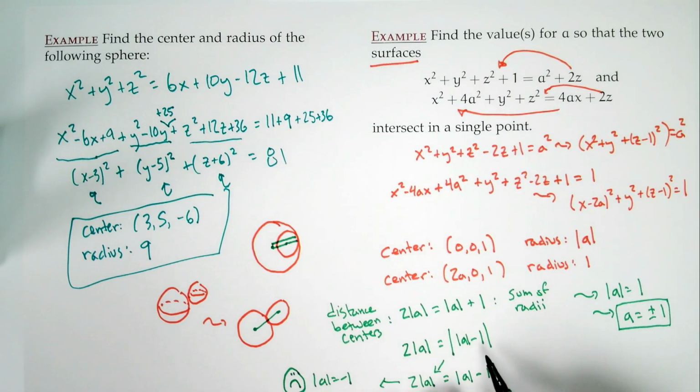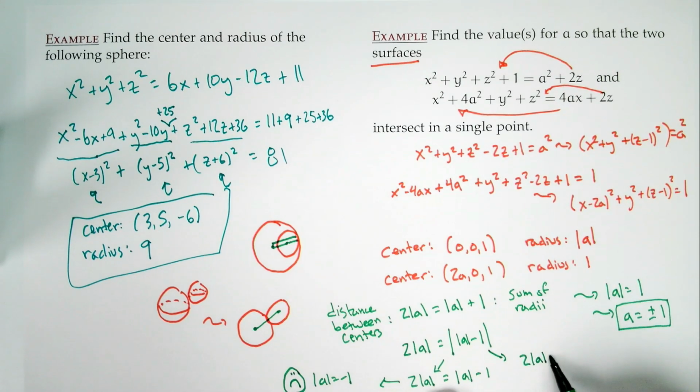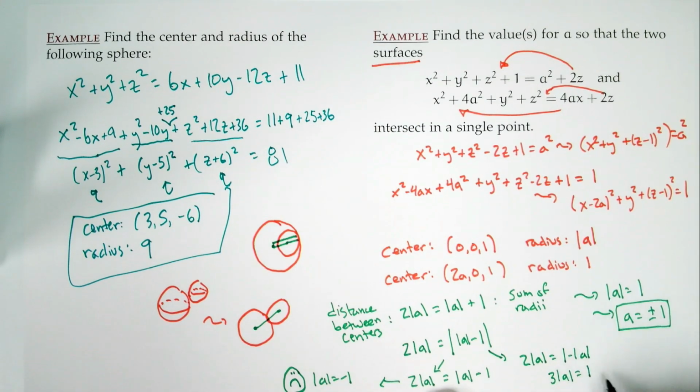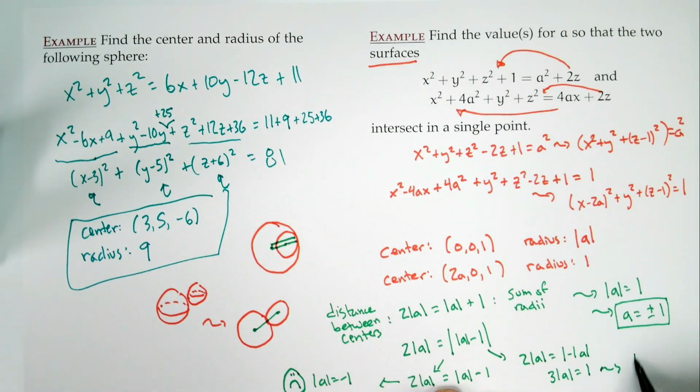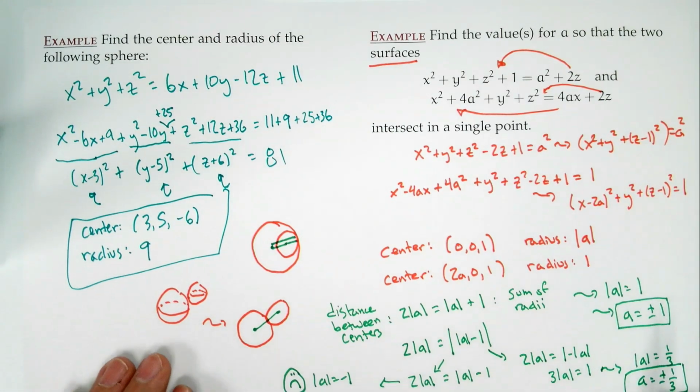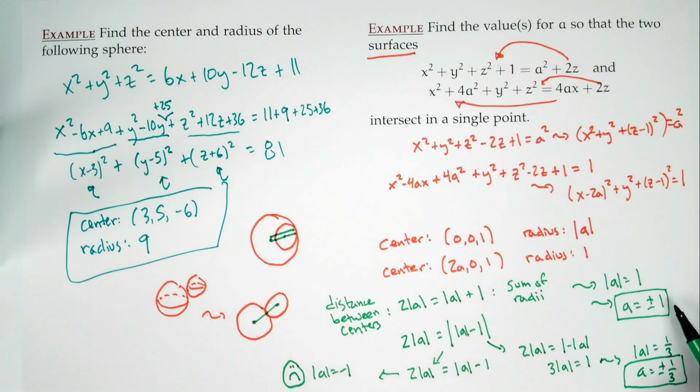So it must be the case that, in fact, the absolute value of a has to be fairly small compared to 1. So, in fact, what we have to have is that 2 absolute value of a has to equal the negation of this, which means we flip the sign. So it becomes 1 minus absolute value of a. Move the absolute value of a across. 3 absolute value of a equals 1. Well, that really says the absolute value of a had better be equal to 1/3, or a is plus or minus 1/3. Therefore, there is a grand total of 4 possible values for a: positive 1, negative 1, positive 1/3, negative 1/3.